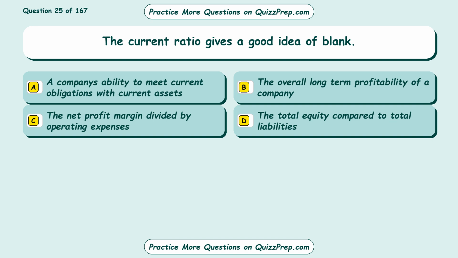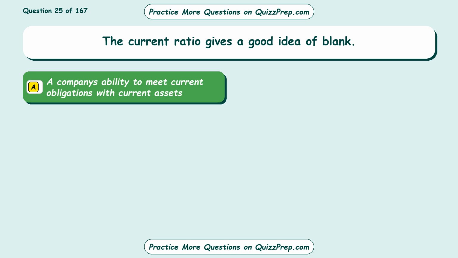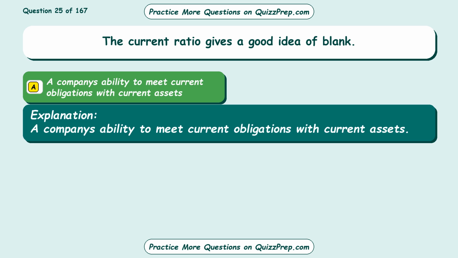Question 25. The current ratio gives a good idea of blank. Option A, a company's ability to meet current obligations with current assets. Option B, the overall long-term profitability of a company. Option C, the net profit margin divided by operating expenses. Option D, the total equity compared to total liabilities. The correct answer is option A, a company's ability to meet current obligations with current assets.